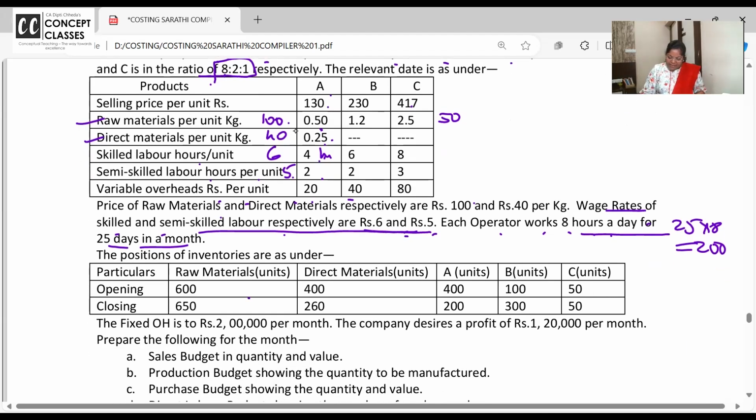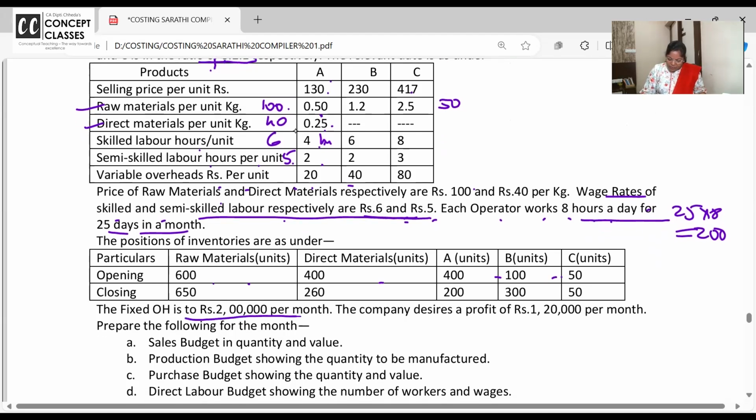Position of inventories are given to you. Raw material, direct material, ABC, opening, closing, सब दे दिया आपको. Fixed overhead is 2 lakh per month. Company desires to earn a profit of 120. Oh, you want a profit of 120? They are asking you how much should we sell. You want a profit of 120? Yeah. Fixed cost कितना है? 2 lakh. So your contribution should be 320.